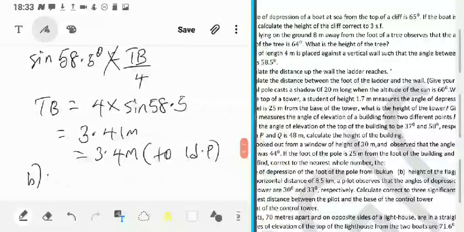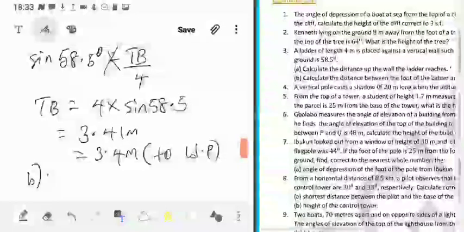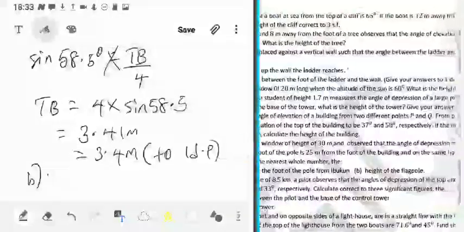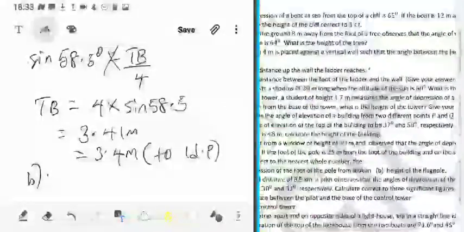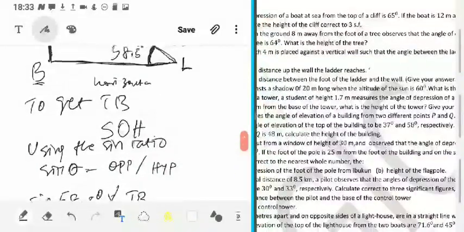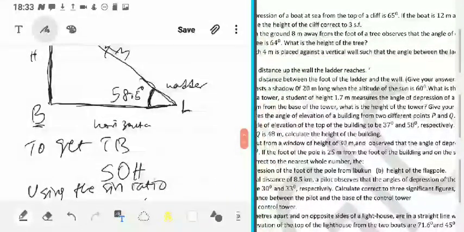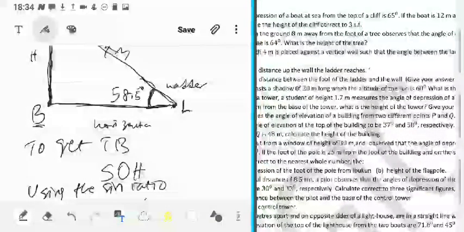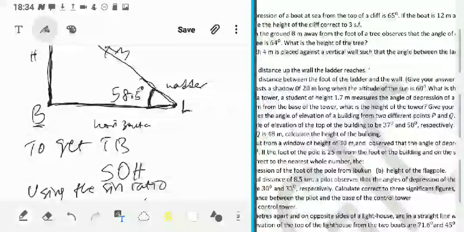And the B part. What does the B part ask us to calculate? The distance between the foot of the ladder and the wall. So this is the foot of the ladder, L here, and this is the foot of the wall, B, to represent the bottom or the base of the wall. So we want to get BL.